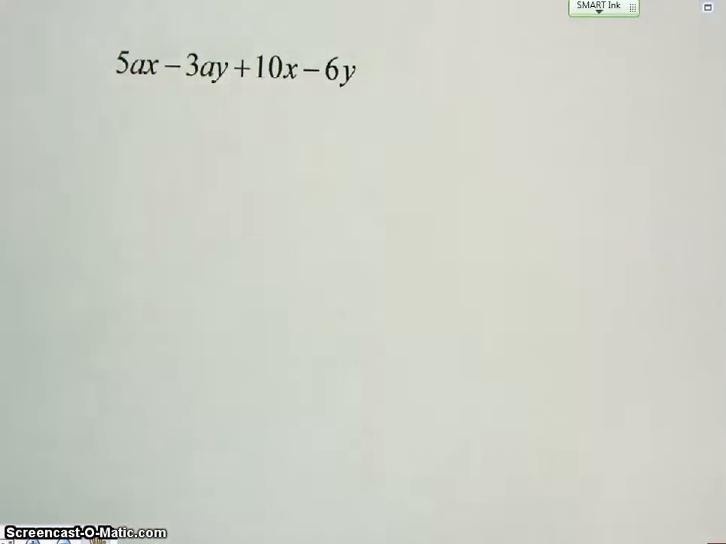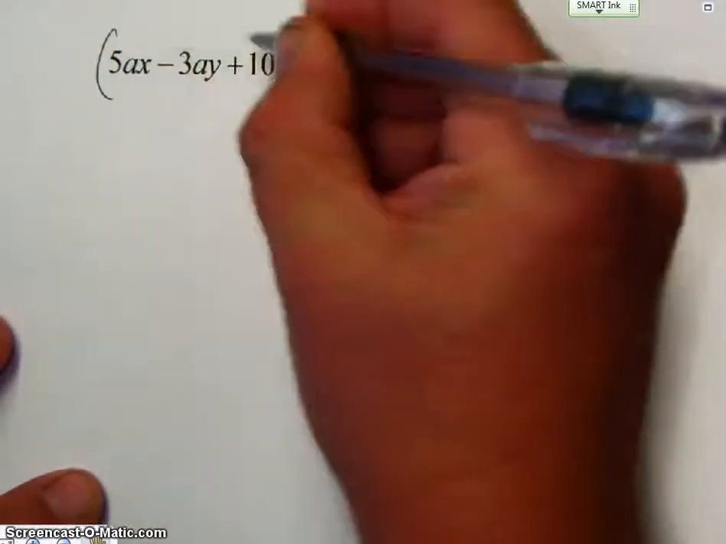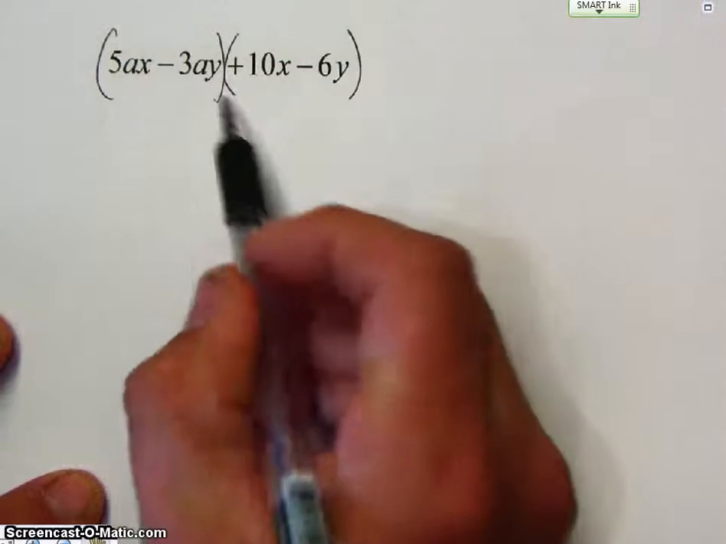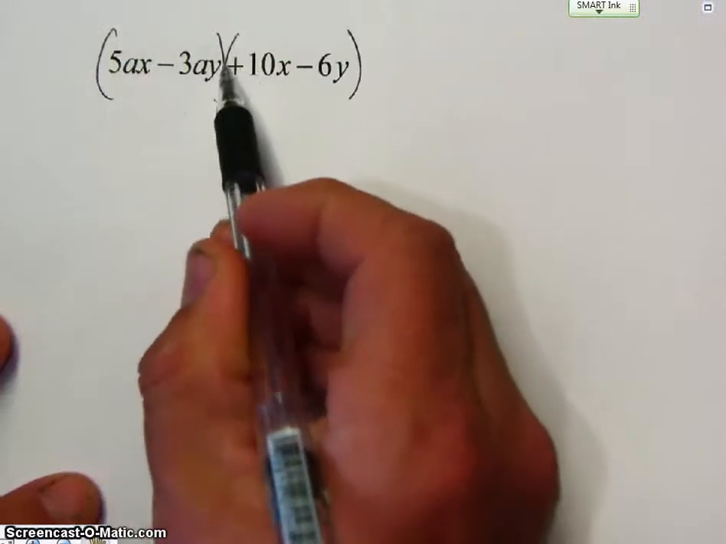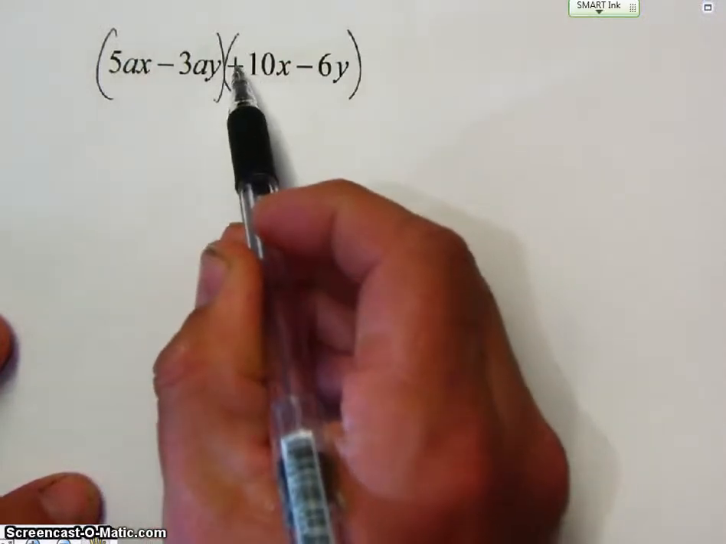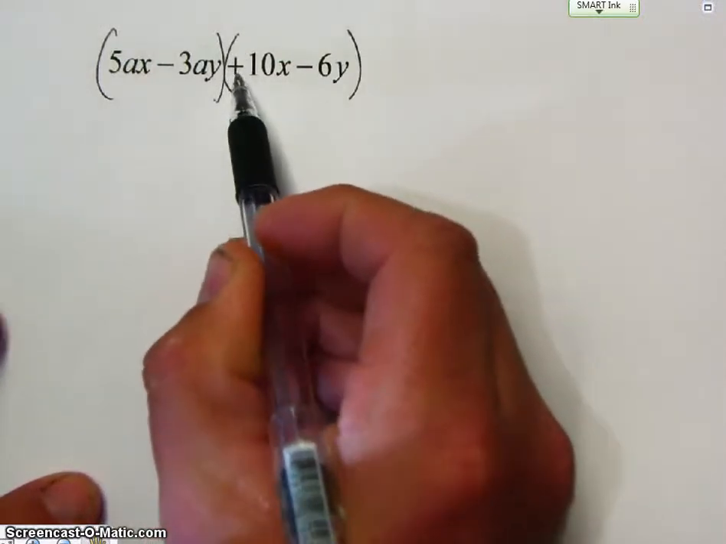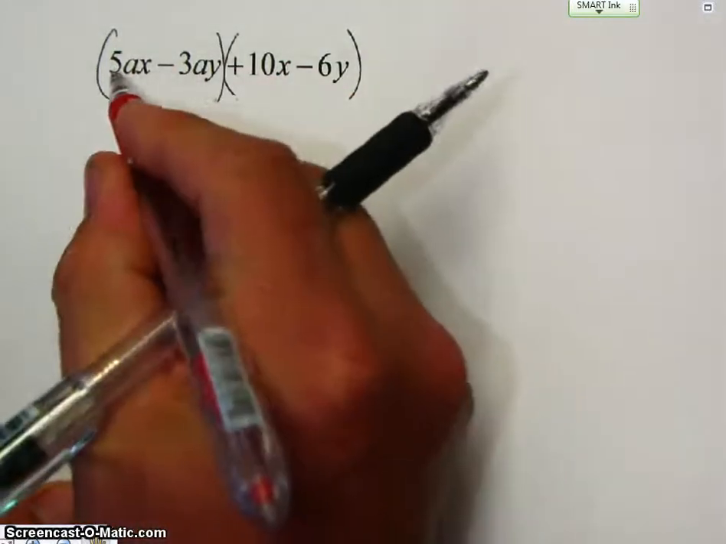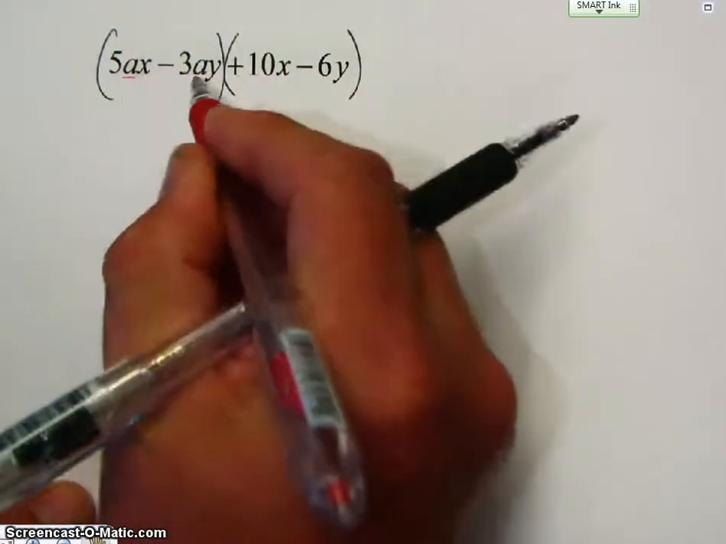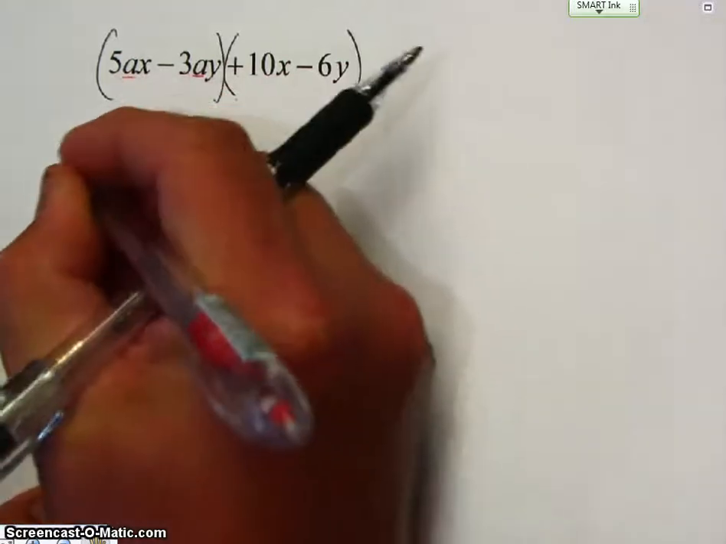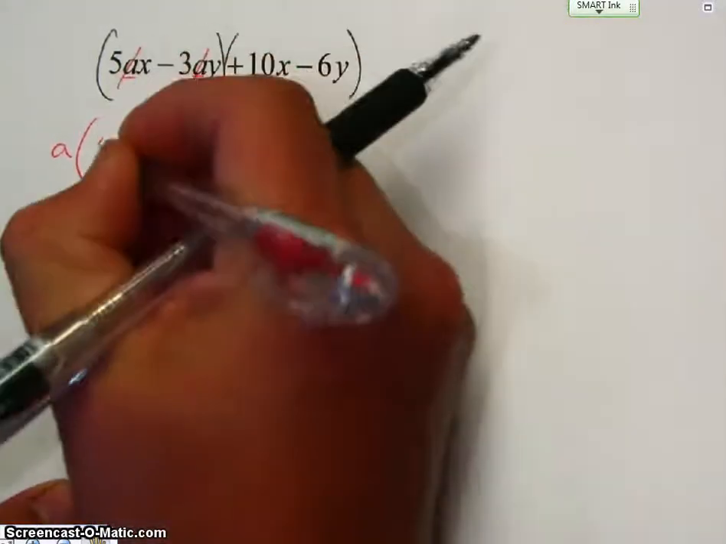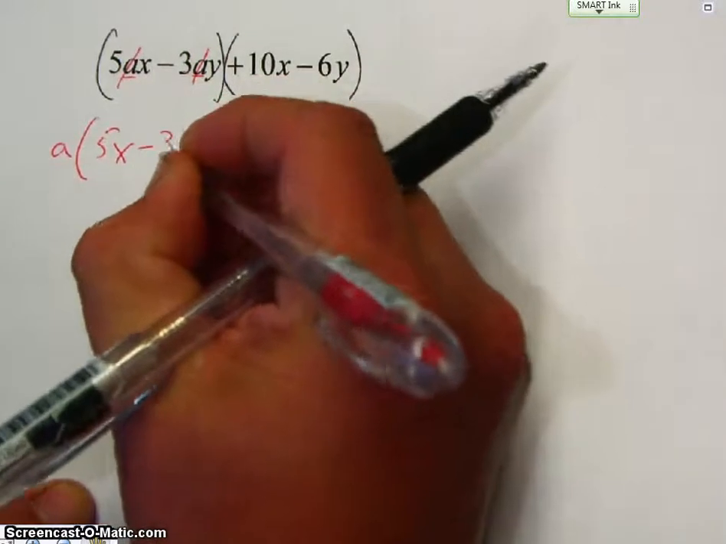Let's look at another one. All right, so we group the first 2, group the last 2. Make sure you put the parenthesis in front of the sign. Now in this group, 5 and 3, there's nothing common there. A, all right, A is common, and that's it. So I'm going to factor out an A. So if I take out the A, I'm left with 5x minus 3y.